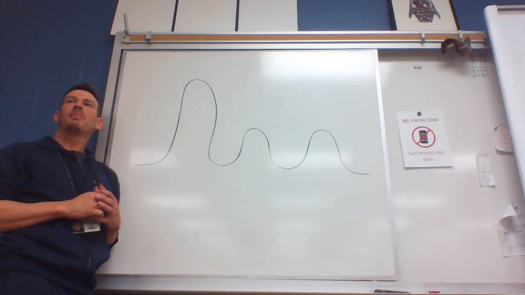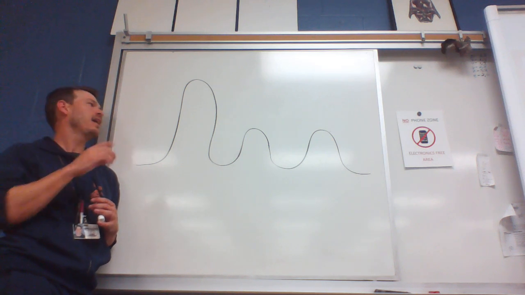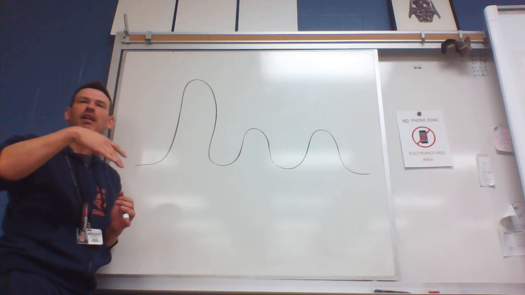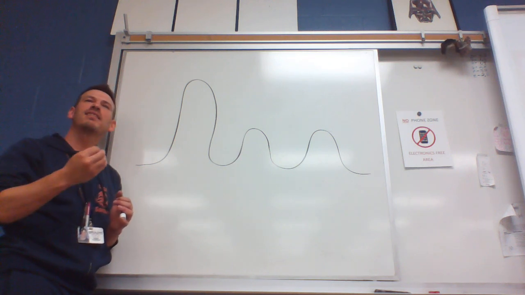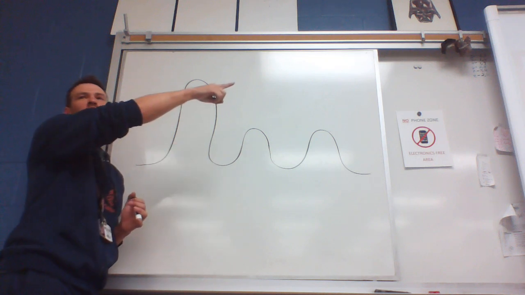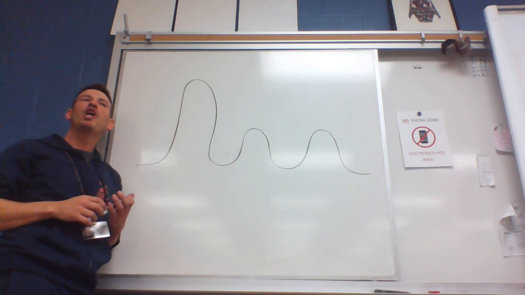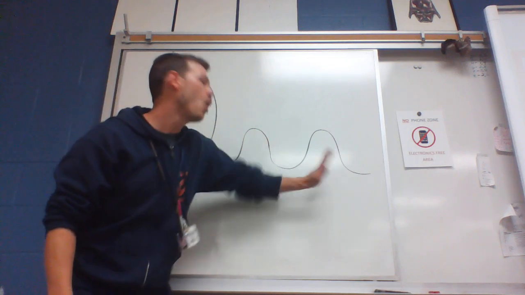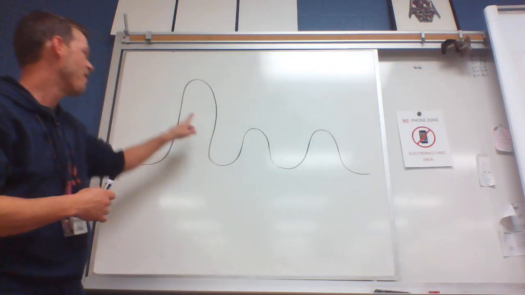Can anybody explain to me why you think my first hump is the largest? Just yell it. Potential energy. Because that's the slow step. If you look back over there, how many steps are there in the mechanism? Three. So three humps. Which one's the slow step? The biggest one. The first one.